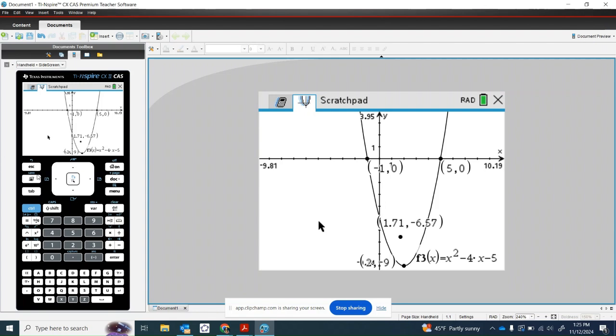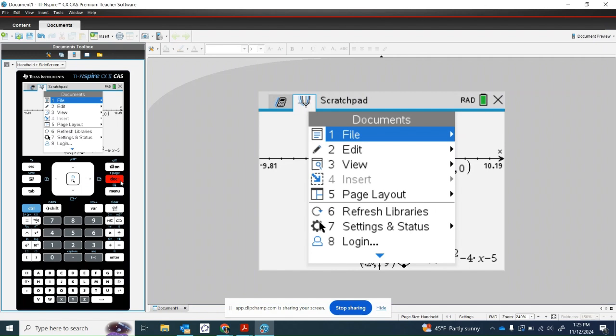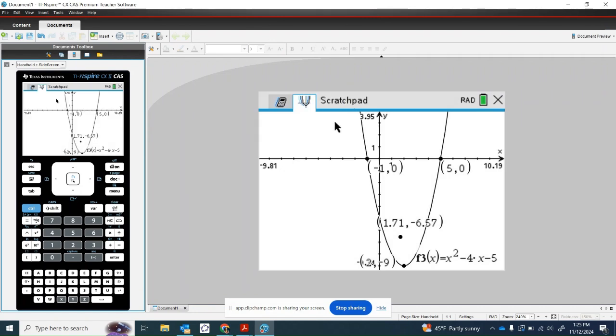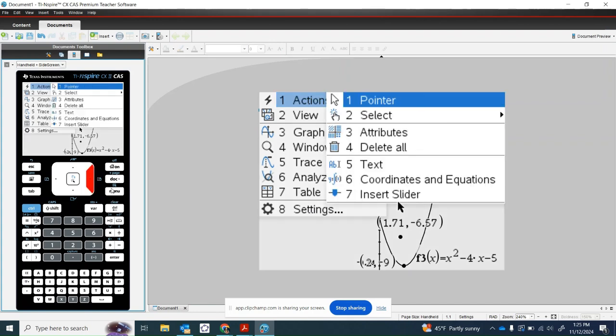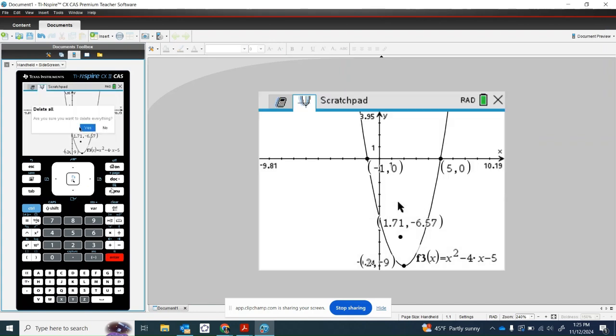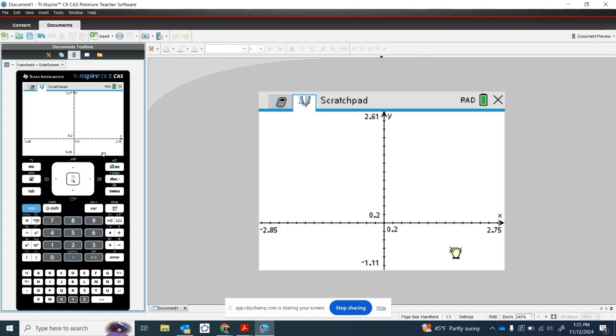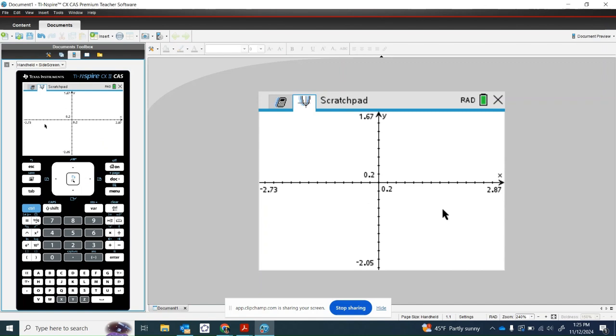Okay. So let me see if I can clear. Actions. Delete all. Yes. All right. If I want to graph inequalities, it will do that as well. I changed the axes. No, I want to count by ones again. Ah. Okay, there it is.